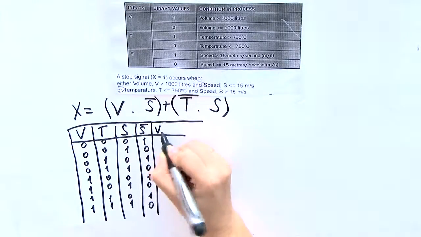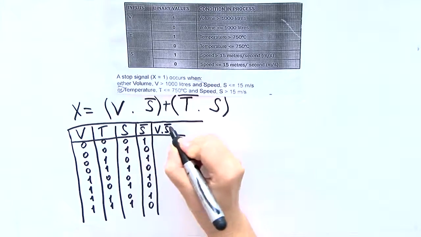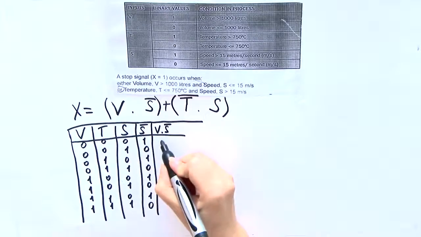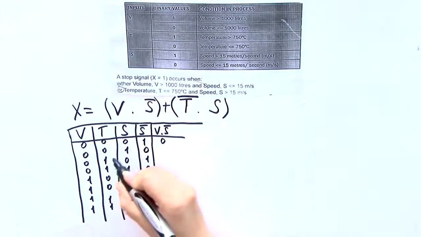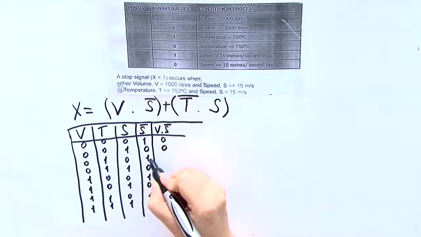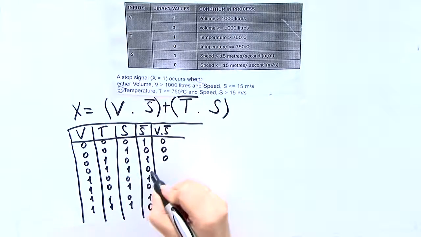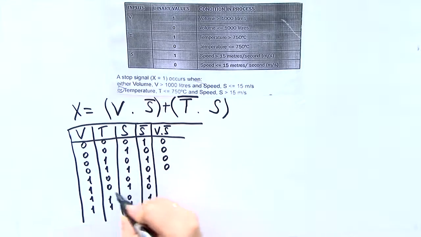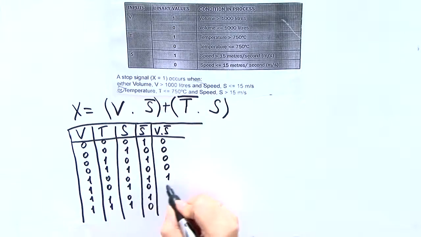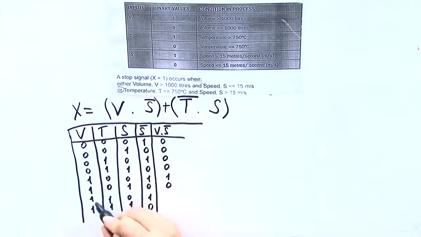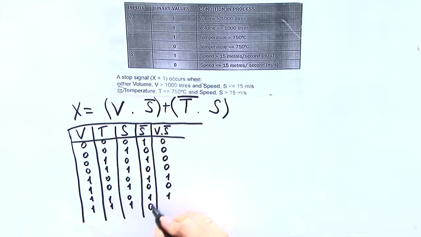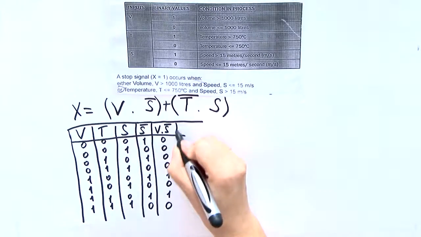Next formula, V dot not S. For 0 and 1, output 0. 0 and 0, 0. 0 and 1, 0. 0 and 0, 0. 1 and 1, 1. 1 and 0, output 0. 1 and 1, output 1. 1 and 0, output 0.